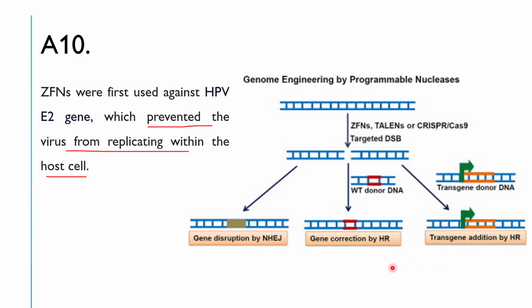We have talked about non-homologous end joining and homologous recombination in our previous classes. So as per our knowledge, we know that homologous recombination can be used for gene editing or gene modification, right? ZFNs generally form a double strand break, as the name suggests, zinc finger nuclease. Nuclease, the suffix ase, means an enzyme which cleaves the nucleotides in DNA.